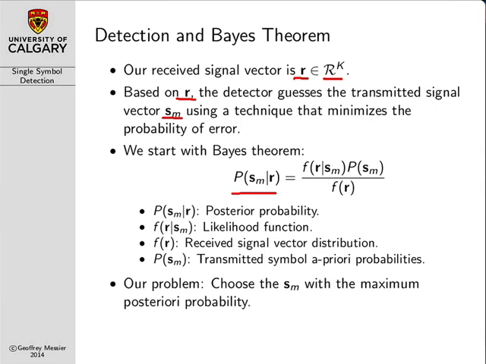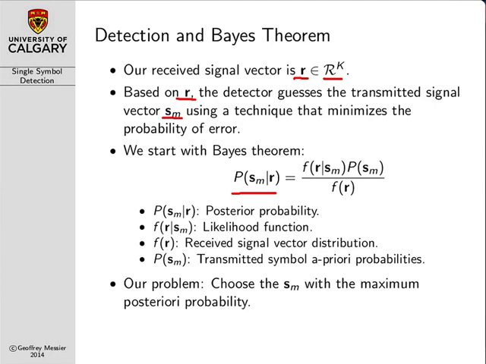And so we basically want to choose the transmitted signal vector that was most likely to have been transmitted given the information that we have in R. And so minimizing the probability of error is the same thing as trying to maximize the posteriori probability. We want to choose the signal vector that was most likely to have been transmitted. And if we do that, then we minimize the overall probability of error. And so our objective is to maximize the posteriori probability.